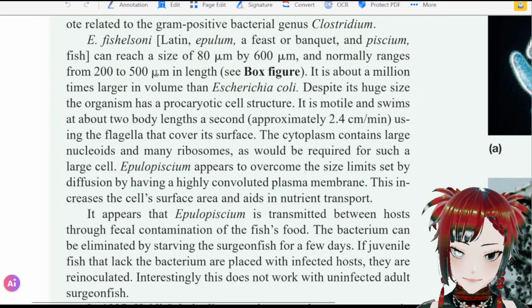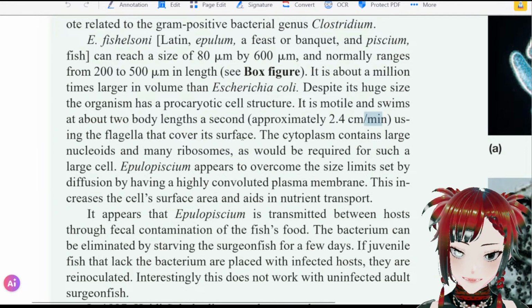This is the size, 200 to 500 micrometer. And they are saying that despite its huge size, they are quite motile. They move twice their body length in a second, and that's approximately 2.4 centimeter per minute. Well, slow from the human perspective, but of course it is fast from a bacterial perspective. Moving 2.4 centimeter in a minute is quite a feat. Give it 30 minutes and it will go, I think, 60 centimeter or somewhere.